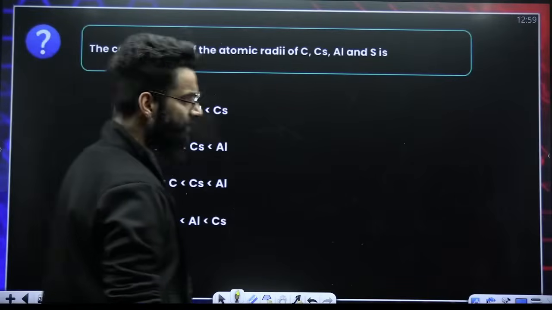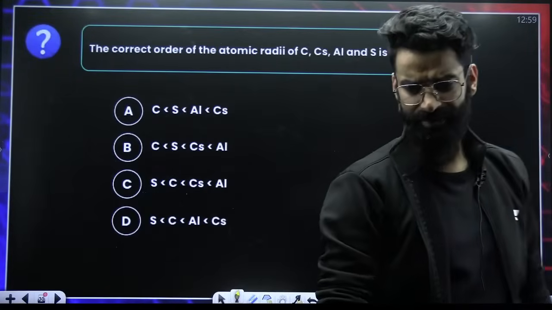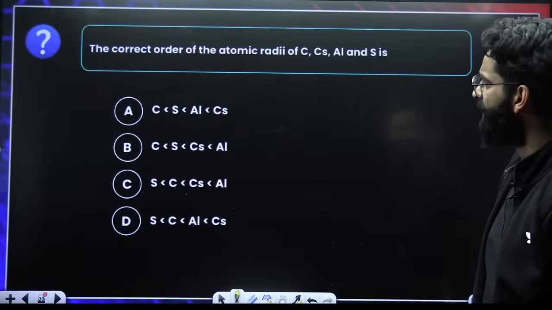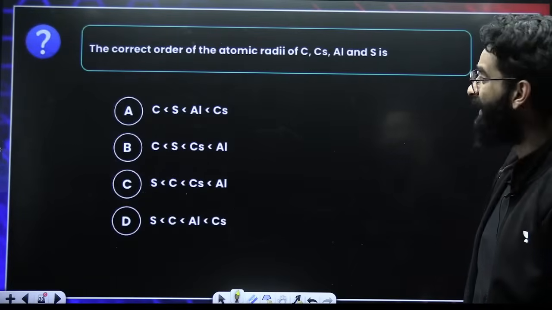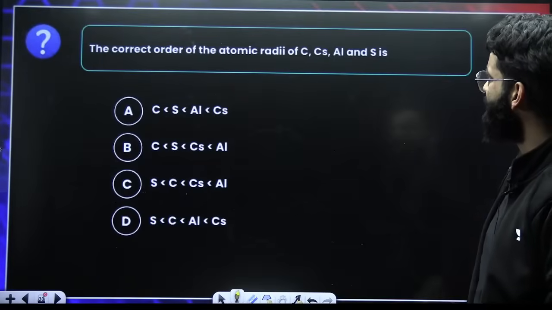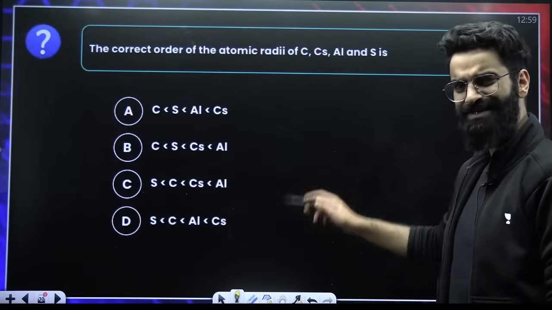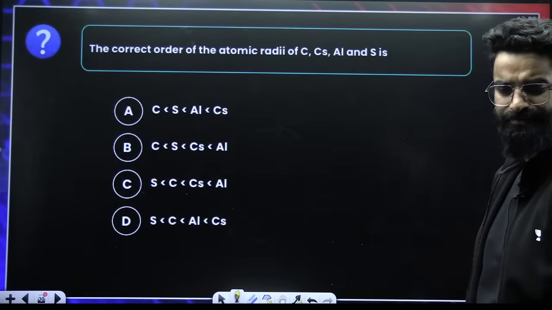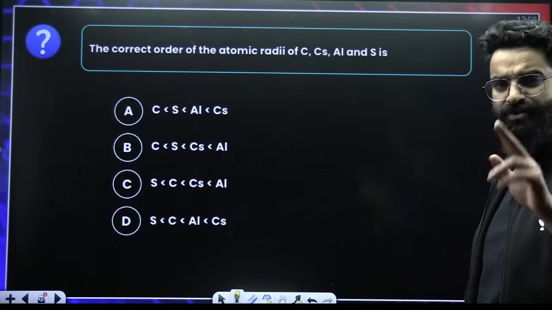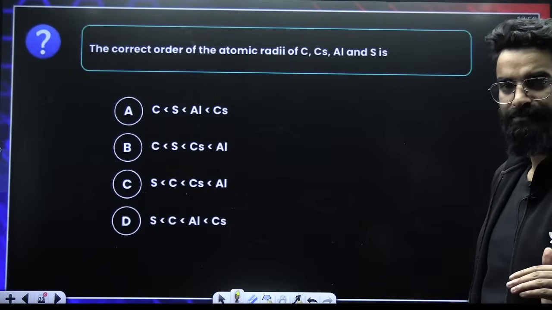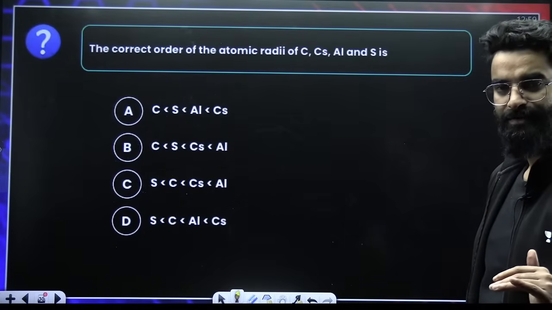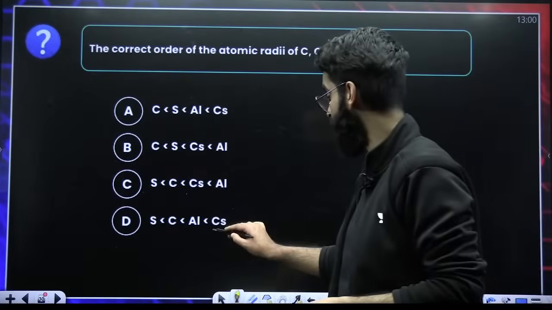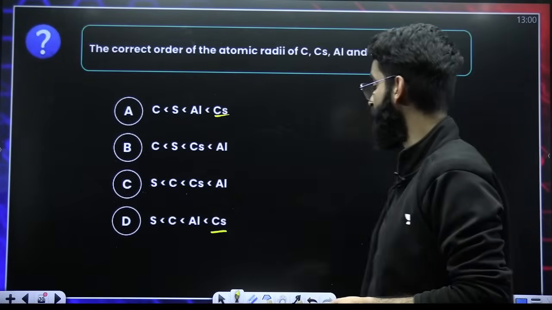This question I believe you can easily solve. Carbon, cesium, aluminum, sulfur. The correct order of atomic radius. Cesium is at the bottom of the periodic table, you know it. Lithium, sodium, potassium, rubidium, cesium. So cesium will have maximum radius.